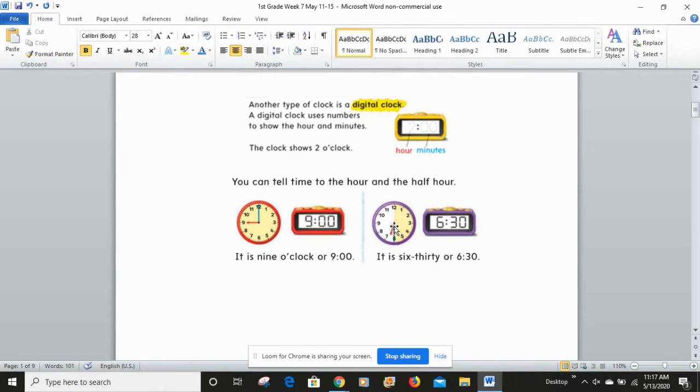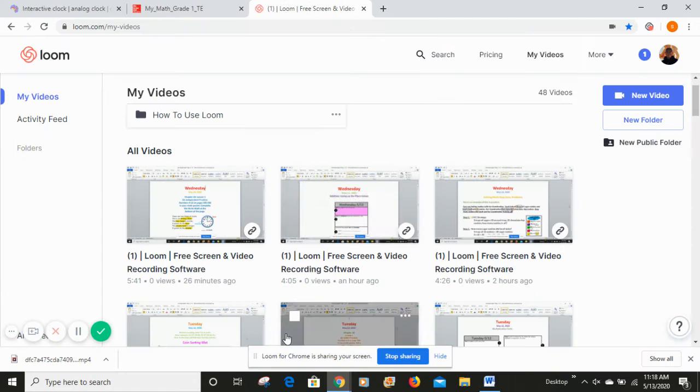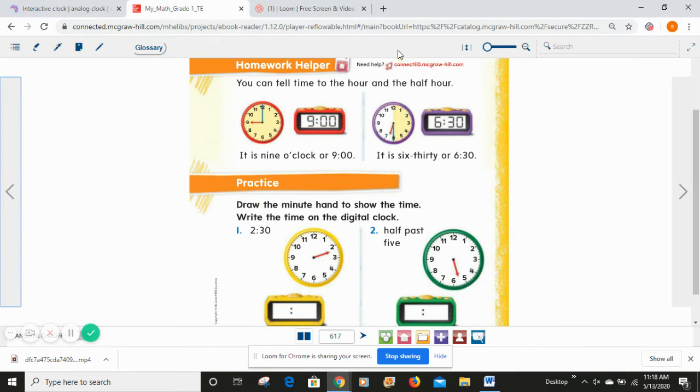So when the minute hand is pointing straight down at the 6, we say that it is half past or 30 minutes after the hour. And you can see the hour hand has gone past the 6, but hasn't gotten to the 7 yet. So when we look at the analog clock, we say that this time is 6:30. And on the digital clock, 6 hours, 30 minutes. So let's take a look at a couple of ideas.